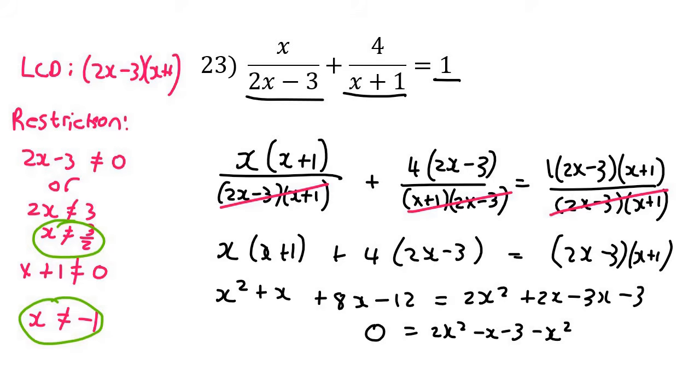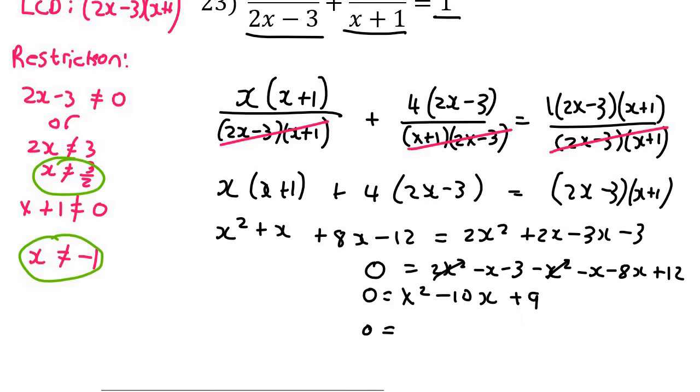minus x squared minus x minus 8x plus 12, and that's eventually going to give us x squared minus 10x plus 9.